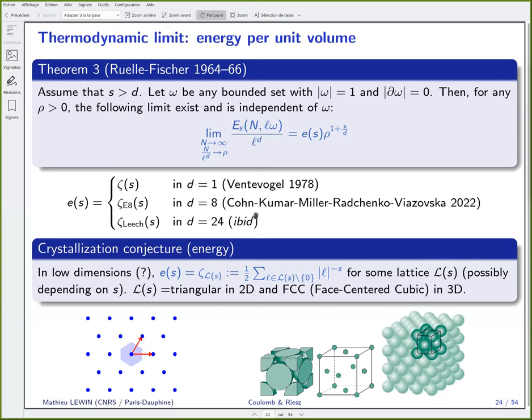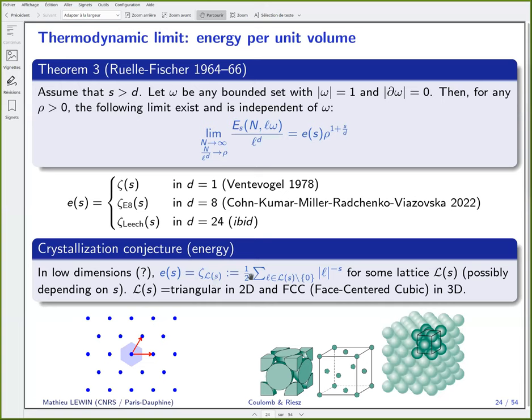And then there are very recent and very famous works in dimensions 8 and 24, where Marina Viazovska and co-workers could prove that you also get a kind of zeta function, but associated with some special lattices. So the E8 in dimension 8 and the Leech lattice in dimension 24. And then you also get what's called the Epstein zeta function. These are the only situations where we know for sure the value of E of S. And then I can reformulate the crystallization conjecture at the level of the energy, which is just saying that E of S must be the Epstein zeta function of some lattice.